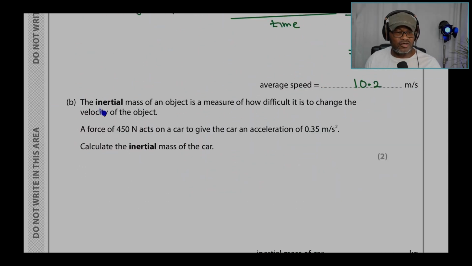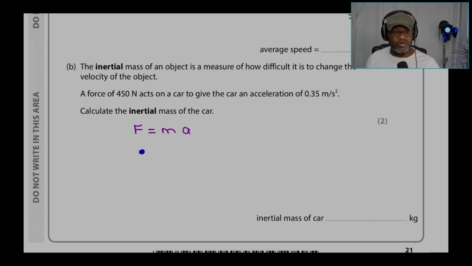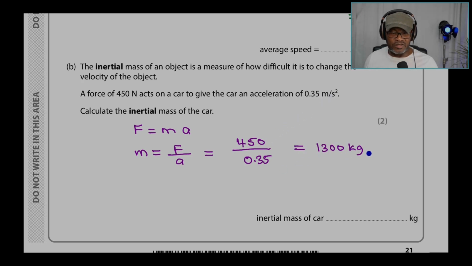At B, the inertial mass of an object is a measure of how difficult it is to change the velocity of the object. A force of 450 newtons acts on a car to give the car an acceleration of 0.3 meters per second squared. Calculate the inertial mass of the car. We know that force equals ma, Newton's second law. We can make m the subject. That will be force over a divided by a divided by a cancel out. You're going to get m equals F over a. We know what the force is, 450 newtons. We know the acceleration, and then we get 1300 kilograms.